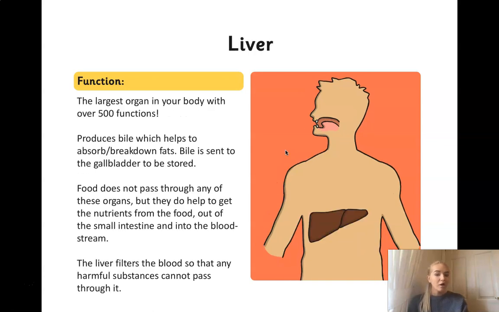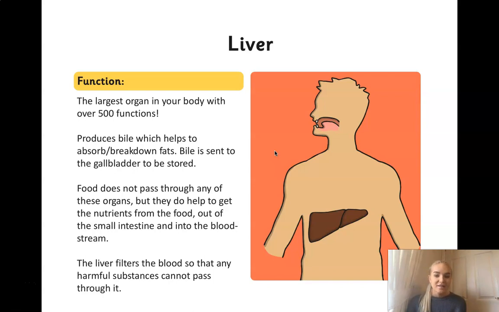And then we've got our 3rd organ, the liver. The liver, we can see here, it's a huge organ. It's the largest organ in your body and it has lots of functions. It has 500 functions.